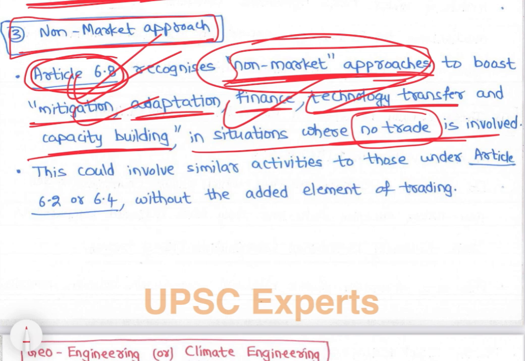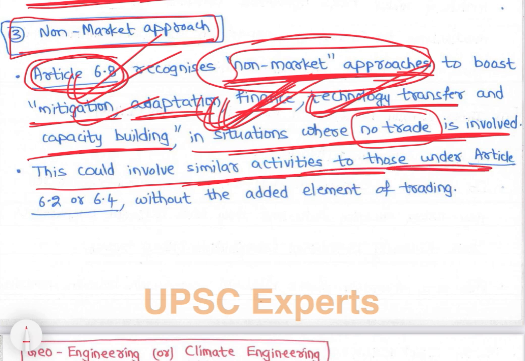So non-market mechanisms like technology transfer, finance, जैसे any country wants to transfer finances, green finances, right? ताकि green climate में invest करने के लिए से African country में USA वो fund देना चाहती है, to promote climate change, to fight climate change. So that is covered here, right? So in such situation, no trade is involved. This could involve similar activities to those under Article 6.2 or 6.4 without the element of trading, right?